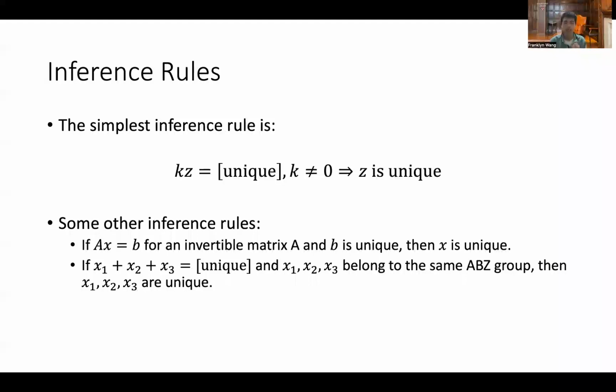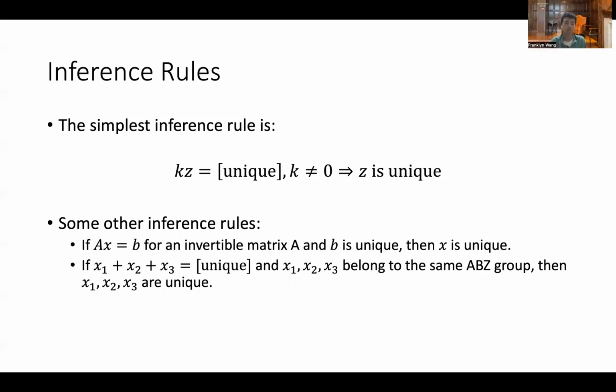So the simplest inference rule is: if k times z is unique and k is a non-zero constant, then z is also uniquely determined by a modular inverse. Okay, so some other inference rules. If Ax equals b for an invertible matrix A and b is unique, then x is unique. And if x1 plus x2 plus x3 is unique, and as I mentioned before, these variables all belong to the same ABZ group, then you can show that each of these variables is unique.